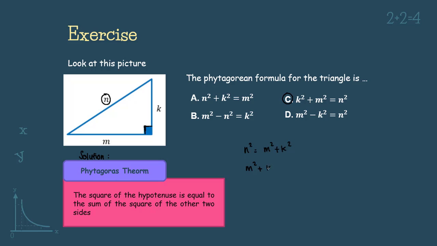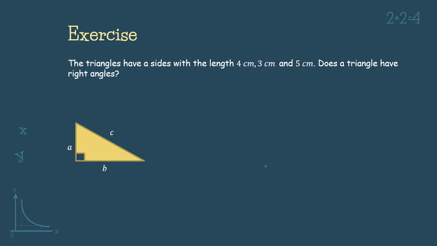m square plus k square is equal to n square, and because this is addition, and addition has the commutative law, you can swap the positions of the m and k sides. Commutative law. So the formula will be k square plus m square is equal to n square.